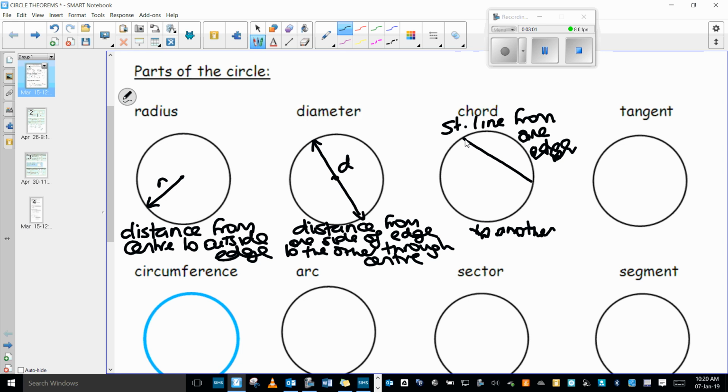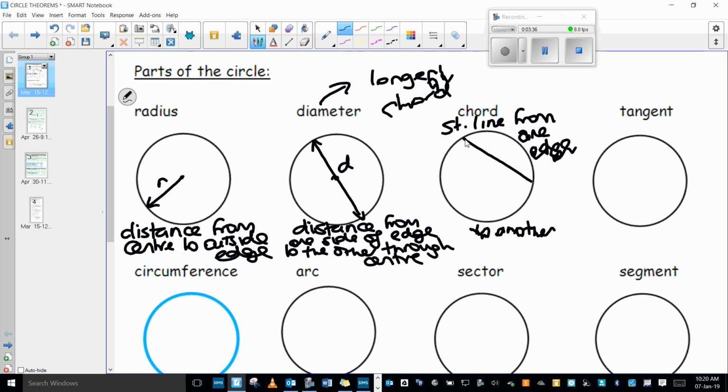Diameter. Okay. So the diameter is a chord because it follows this description. It goes from one side of the circle edge to the other. So the diameter is a chord, but not all chords are diameters. It's a special chord, and it's actually the longest chord because it goes through the centre. Any other chord is going to have to be shorter than that.